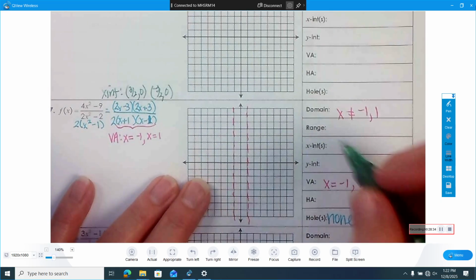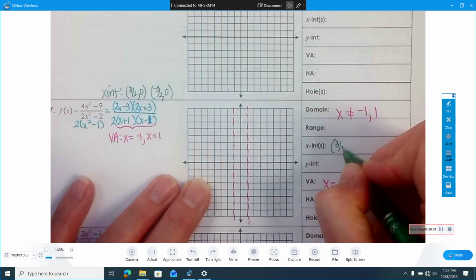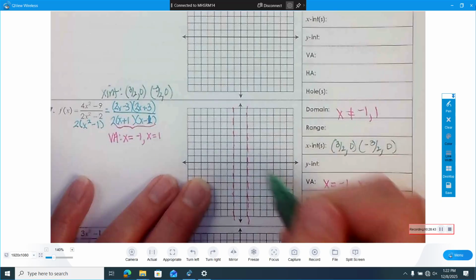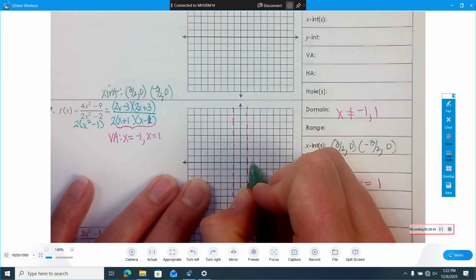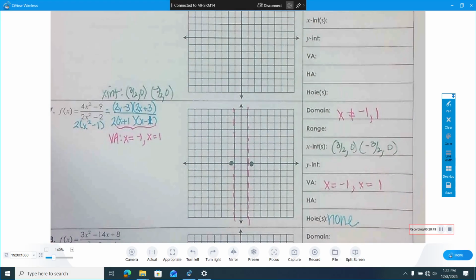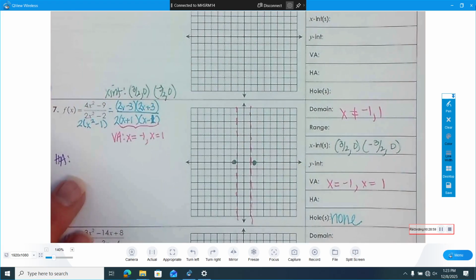So I have some x-intercepts, 3 over 2, 0, and negative 3 over 2, 0. Let's see, 3 over 2 is 1.5. So 1.5, 0 and negative 1.5, 0. Let's see, the other thing I'm missing is my horizontal asymptote. What's the case for this, our horizontal asymptote here?